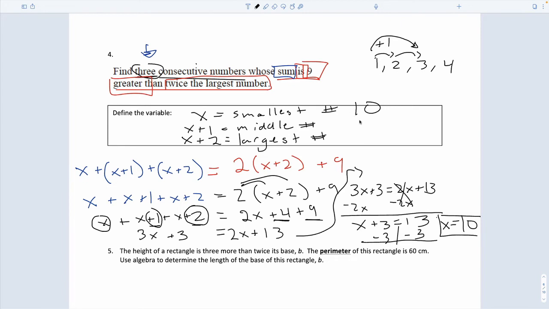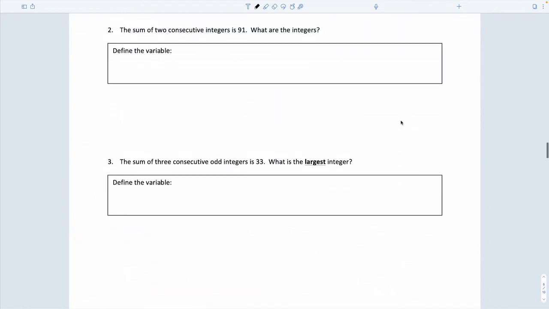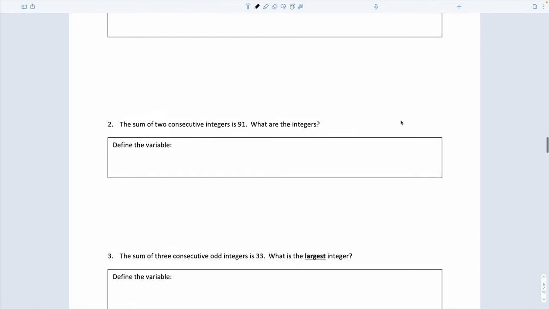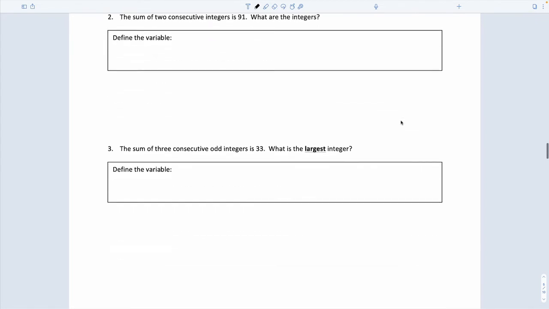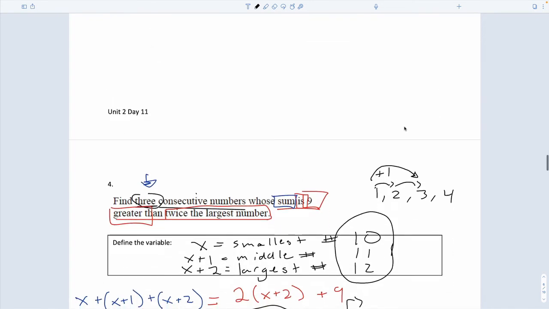Yeah, 10 plus 1, so that's 11. And what's the last one? Good. 10, 11, 12 is your answer. It sometimes will ask for the biggest one. It might ask for the middle one. It might ask for the smallest, or all of them. That is probably the hardest problem you may see on your test tomorrow. Let's do one that's a little bit maybe easier.